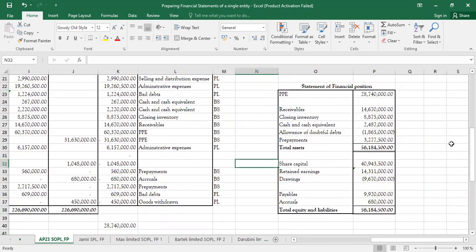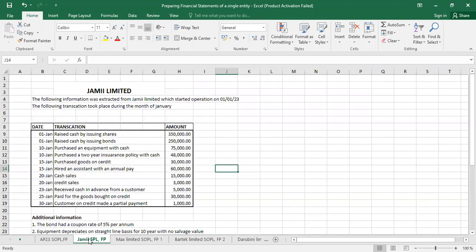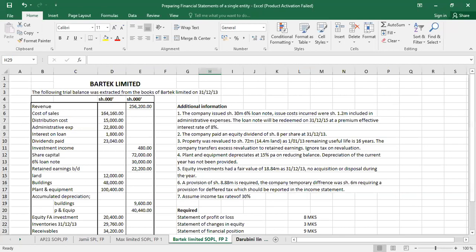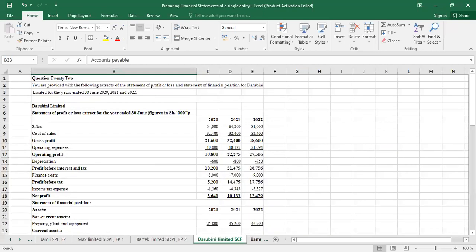So this one is a simple one. This one is preparation of financial statements. We started with a very simple one that focused more on journal entries, and we also took the second one, which also focuses more on journal entries. Then now we'll start on something serious like Matrix Limited. We see the additional information, but it's just the same thing. We also go to Darubini. After that, we'll go to statement of cash flows.